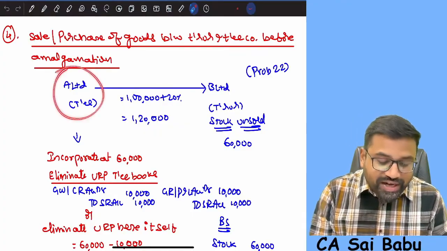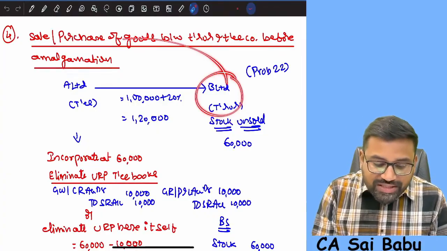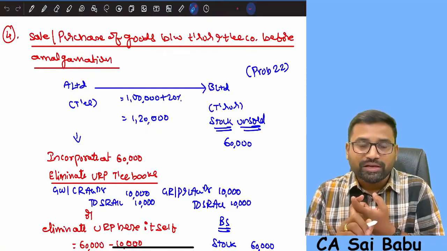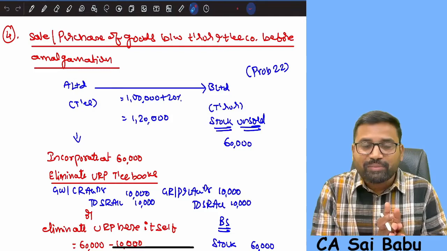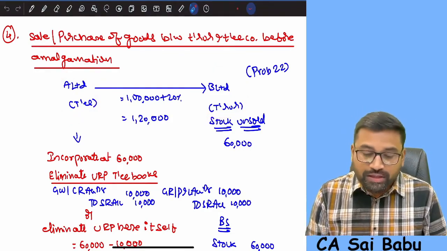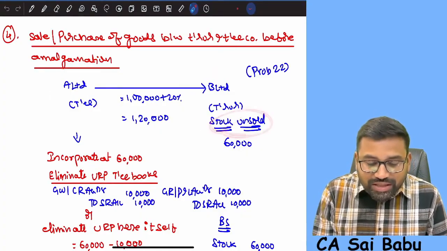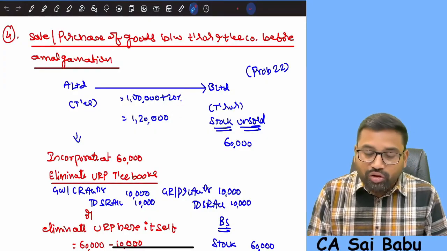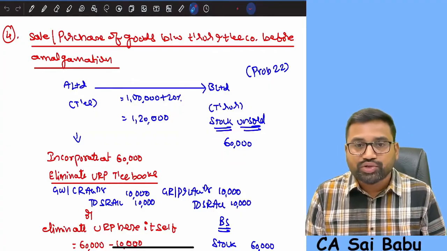Now A Limited is the transferee company and B Limited is the transferor company. That means B Limited's business is taken over by A Limited. A and B become part of one entity. Before amalgamation there are two entities; after amalgamation, only A Limited will remain, and B Limited will be merged into A Limited. So A Limited knows that in B Limited there is some stock which was sold by me at a 20% profit. Out of the stock sold by A Limited, 60,000 remains unsold in B Limited.